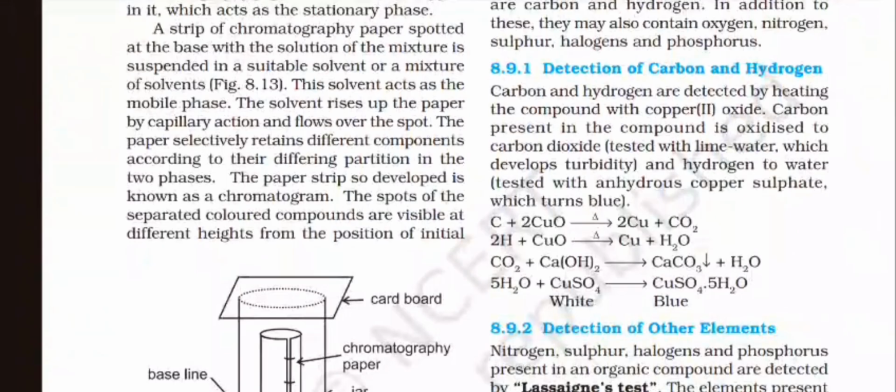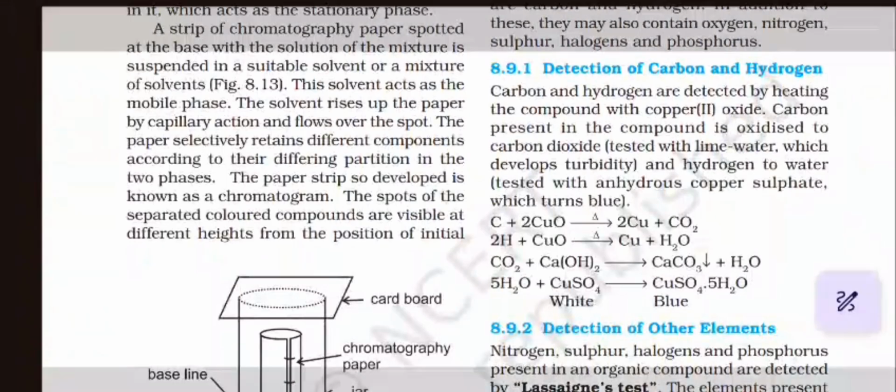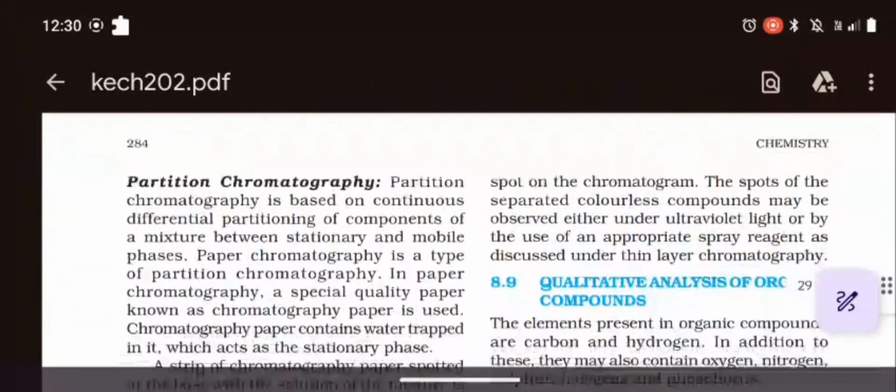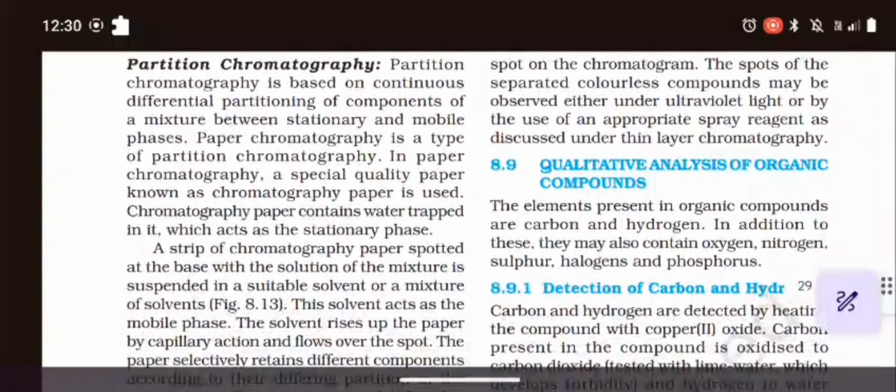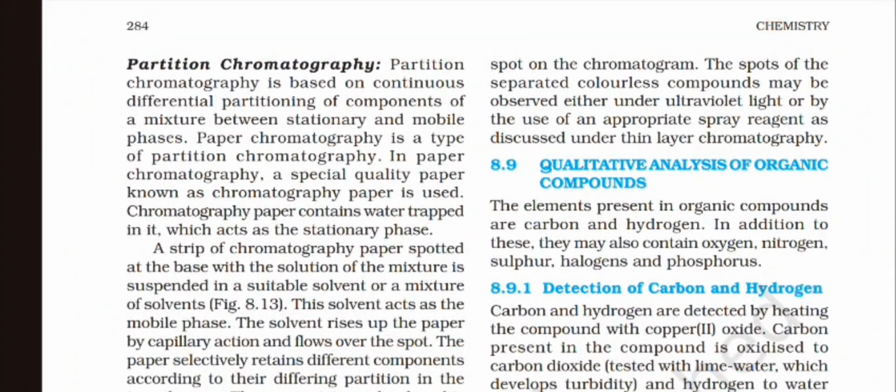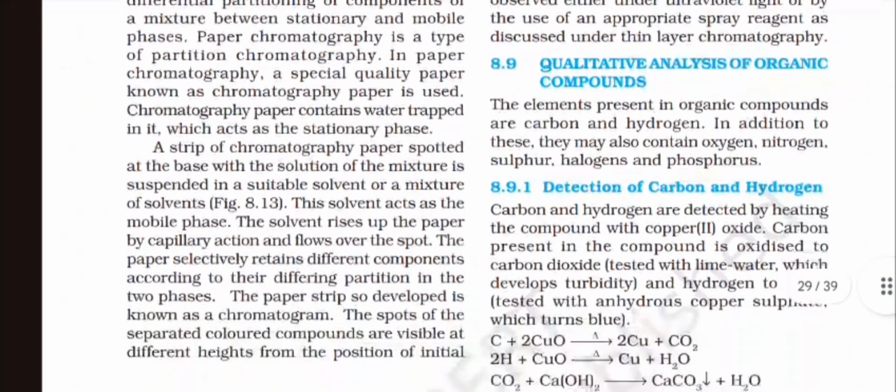The paper strip so developed is known as a chromatogram. The spots of the separated colored compounds are visible at different heights from the position of the initial spot on the chromatogram. The spots of the separated colorless compounds may be observed either under ultraviolet light or by the use of an appropriate spray reagent as discussed under thin layer chromatography.